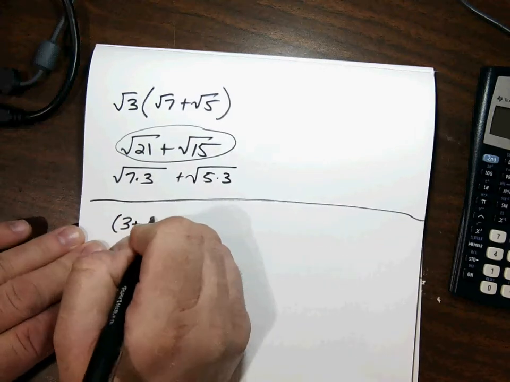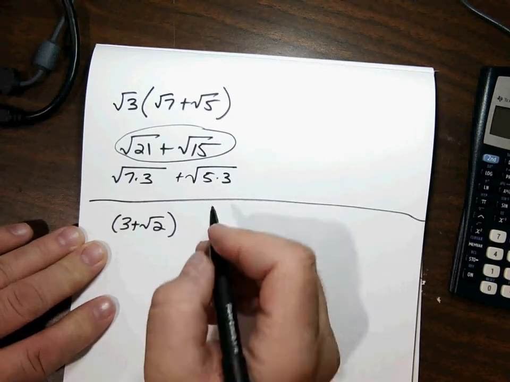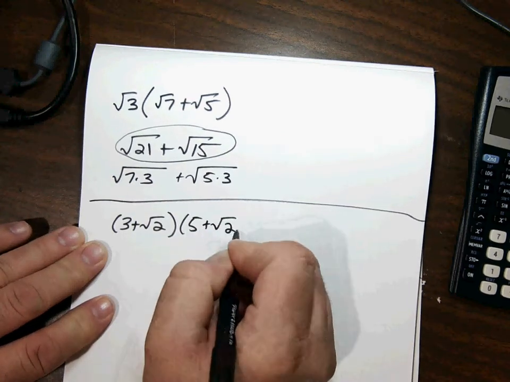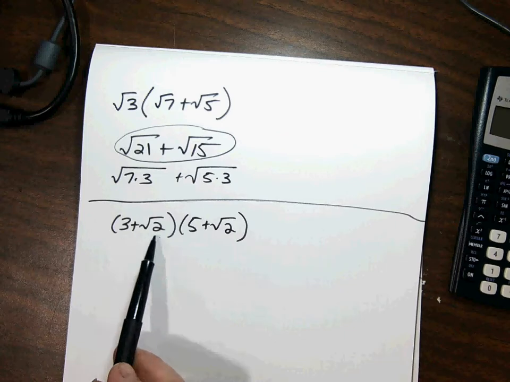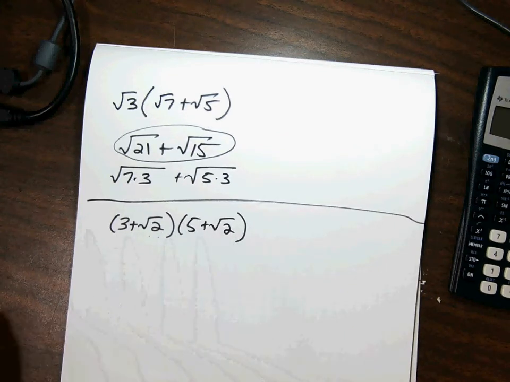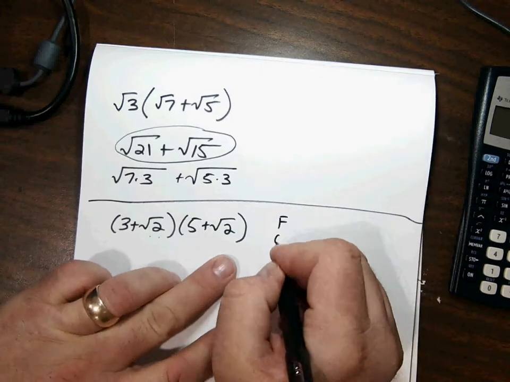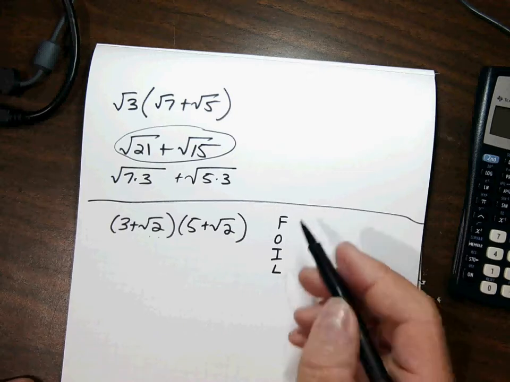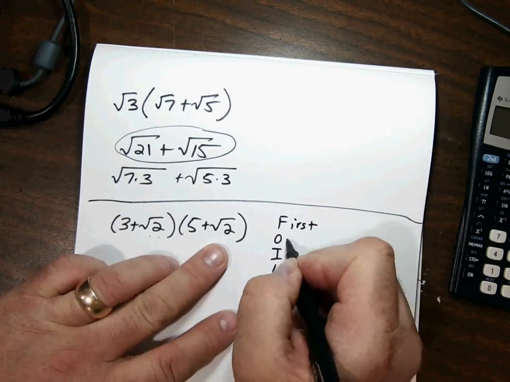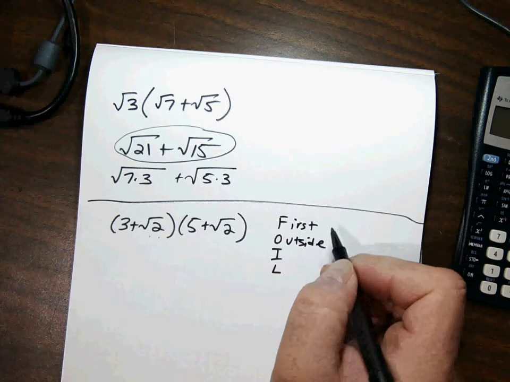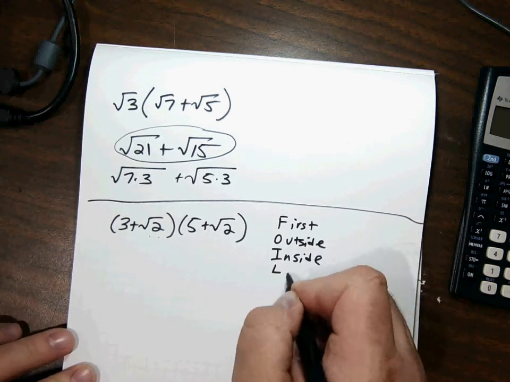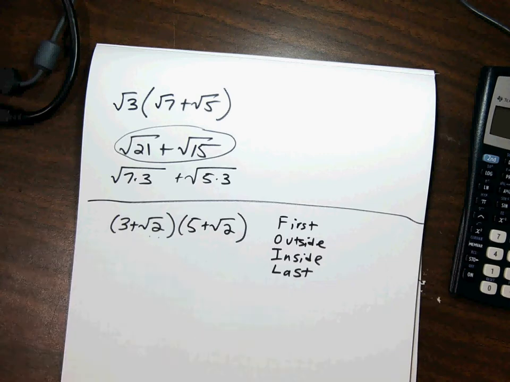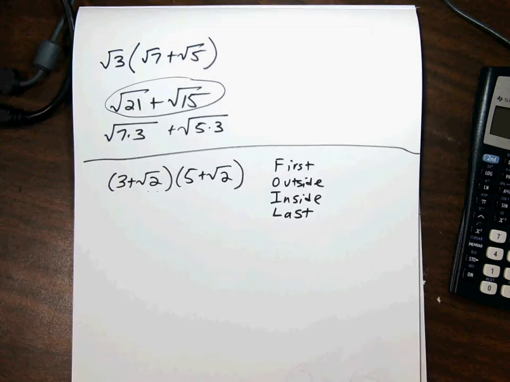This is a different animal now. 3 plus radical 2 times 5 plus radical 2. This is called a binomial, 2 terms together, multiplied by 2 terms together. There's an acronym out there called FOIL, and maybe you've seen that at one point in your life. It stands for first, outside, inside, and last. We're going to do this more when we have just x's and y's and not necessarily radicals in there, but the process is the same, so I guess we might as well bite the bullet and talk about it now.